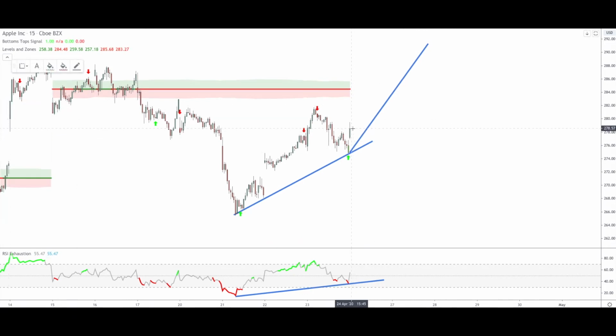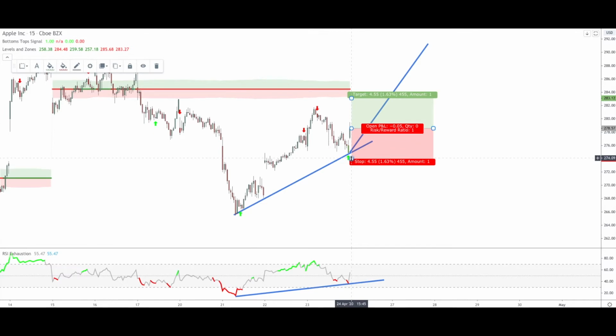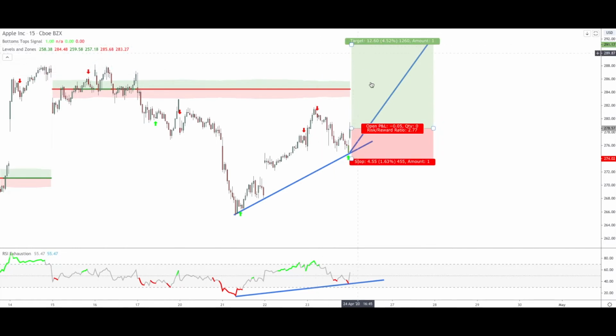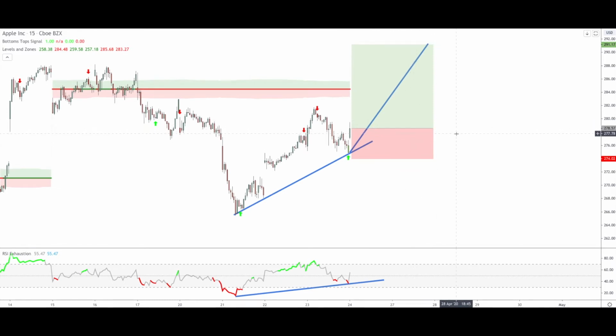Our entry price is going to be around here. The stop loss, of course, we need to stay lower than the most recent lowest point. So I guess this might work. Let's see where we end up with the target. The target goes all the way up here. Our risk reward is 2.77, so it's almost a 3x return if we get it right.